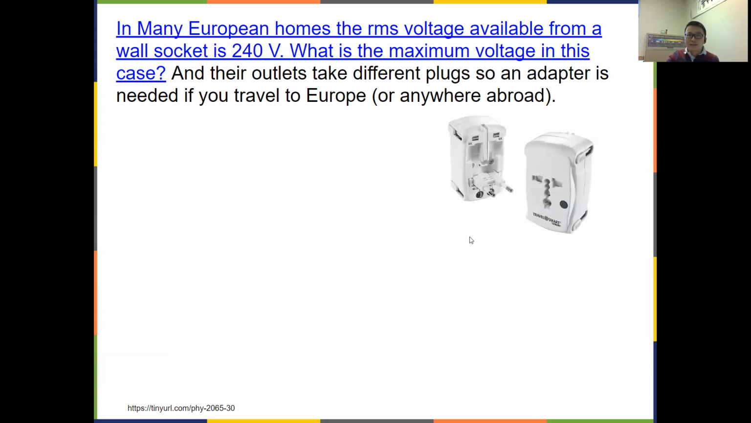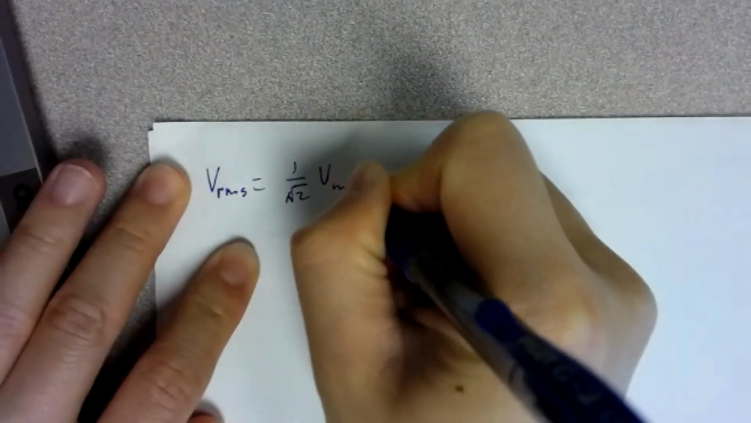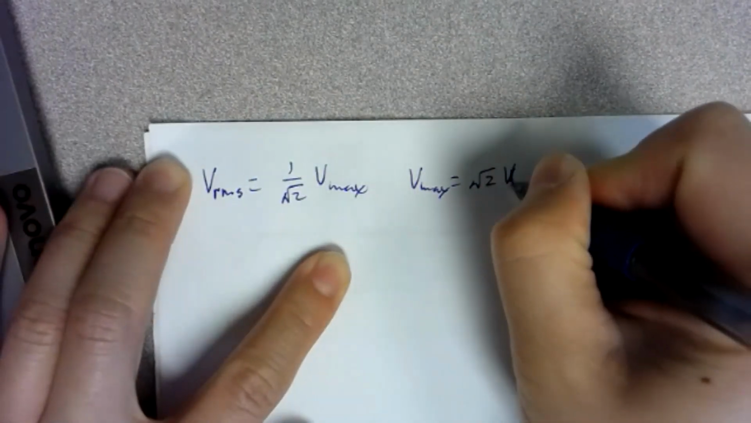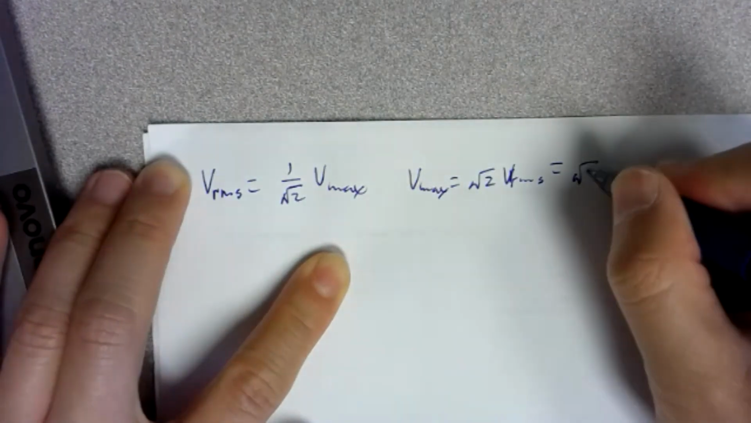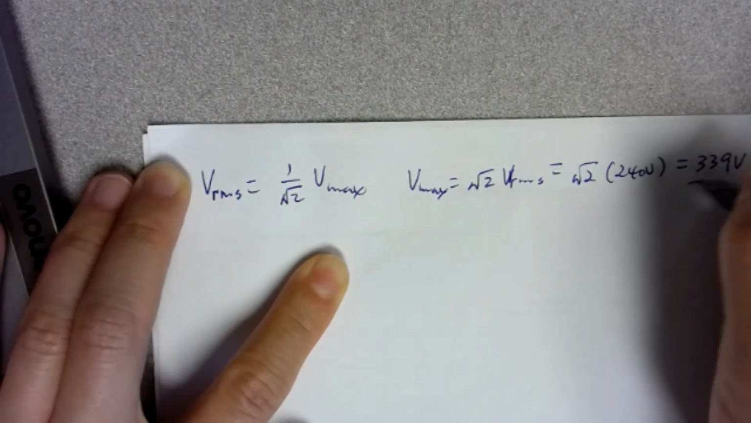But take a look at this one. It says the European wall socket has 240 volts. What will be the maximum? The maximum value, you are given the RMS quantity as a specification. The RMS quantity of voltage is equal to 1 over square root of 2 times the maximum. So the maximum will be equal to square root of 2 times V RMS. So square root of 2 times 240 volts gives you 339 volts on this one.